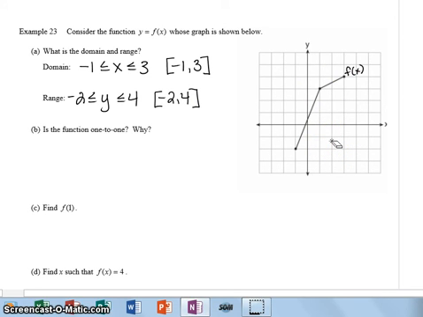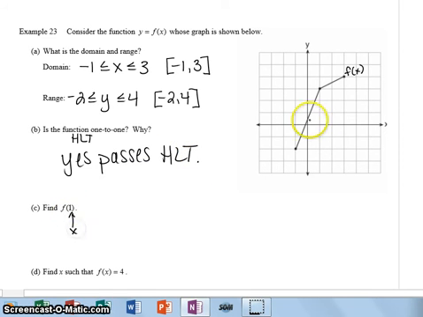Is the function 1-to-1? Now remember, in order for it to be a 1-to-1, it has to pass your horizontal line test. Well, it passes the vertical. Therefore, it just makes it a function. But now it has to pass the horizontal line test to make it a 1-to-1 function. And yes, so I'm going to write yes, it passes the horizontal line test. So I know it's 1-to-1. Find f of 1. Remember, that is the x value. So you go over to where x is 1, you're just going to come up, and it's 3. So f of 1 is equal to 3. And don't forget, guys, this represents the coordinate (1, 3). Okay.